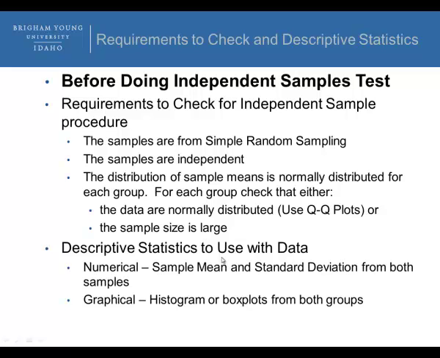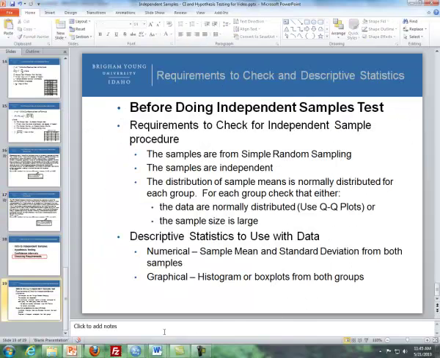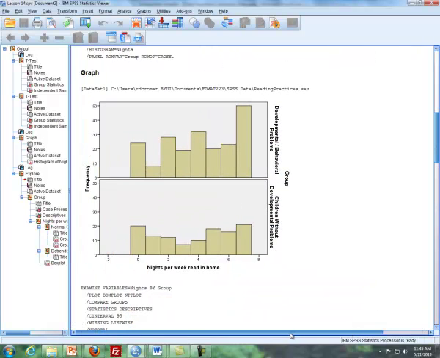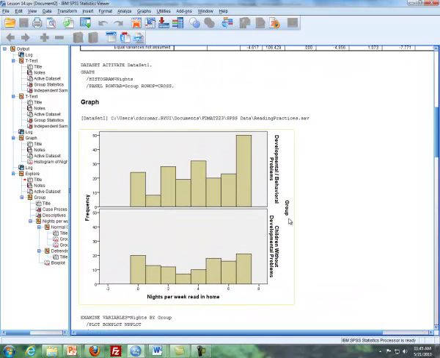Now, on top of that, the descriptive statistics that you can use for this data is that you can find the sample mean and standard deviation for both groups. That would be the numerical descriptive statistics. And in the graphs, you can do the histograms or box plots for both groups. So here, if I go to my output again, and if you follow along with me, here's an example of where we can get the histograms of both groups. This is the first problem with the developmental and behavioral problems, and this is the output for the number of nights per week that they read at home. This is for the developmental group, and this is the children without developmental problems.